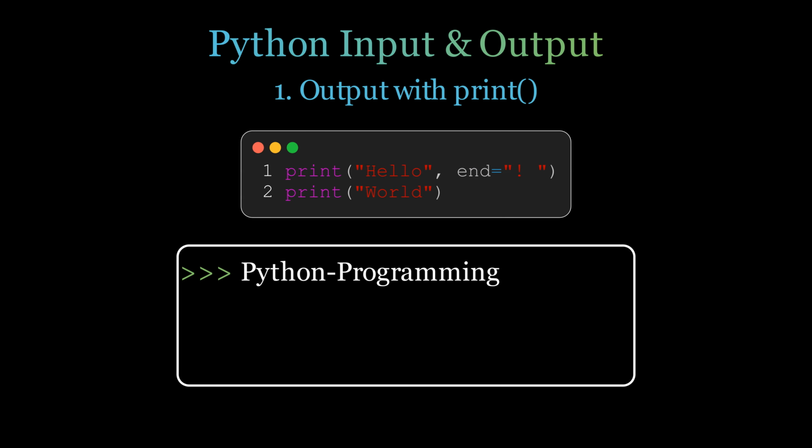The end parameter controls what comes after the printed text. By default it's a new line. But we can change it.